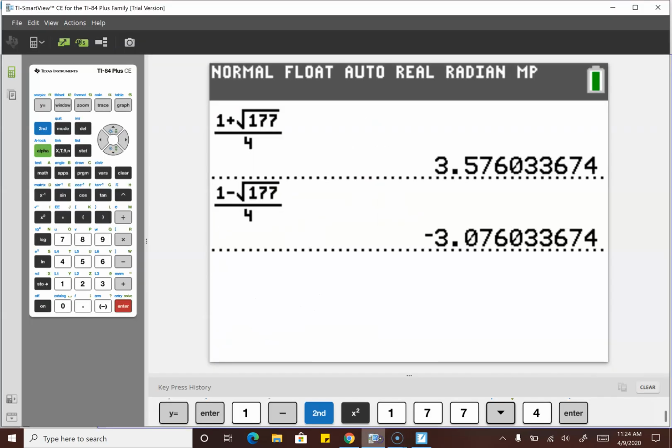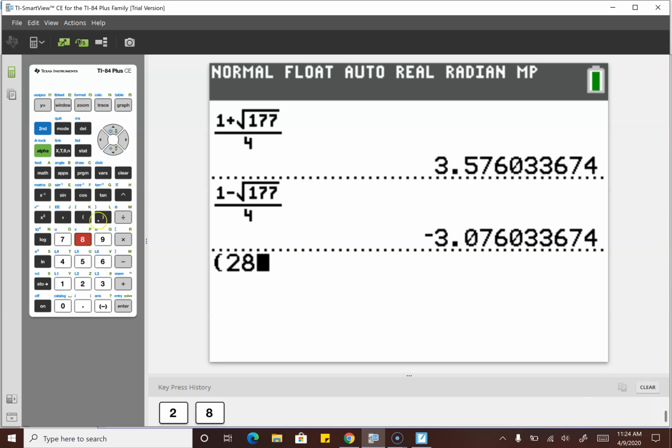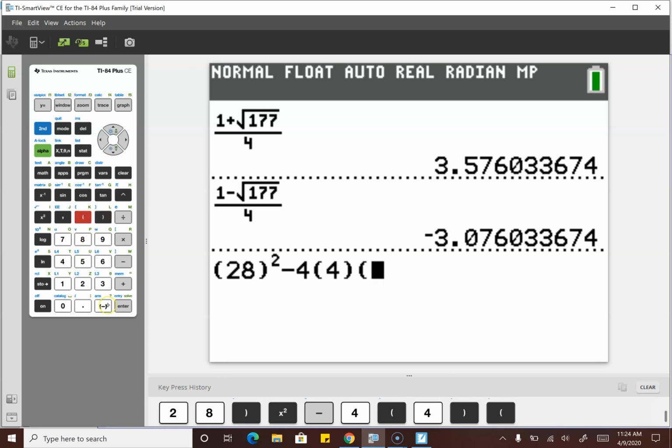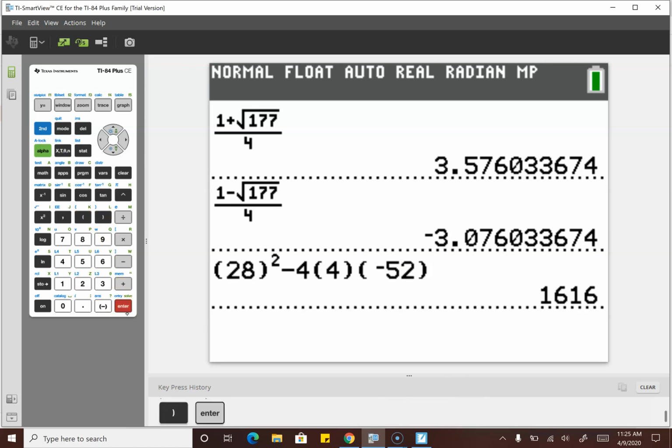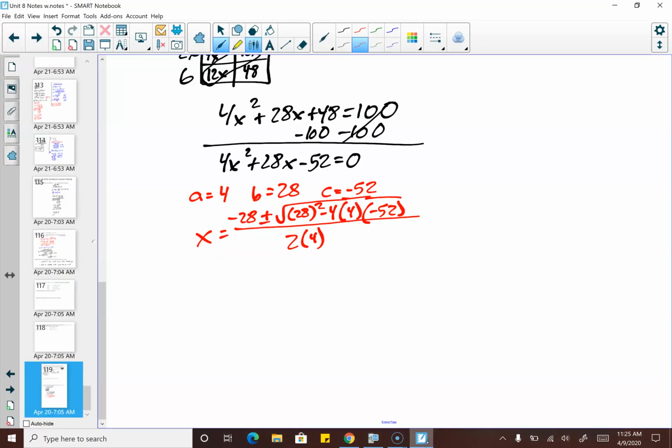So we'll go to our calculator here. We'll probably end up with a fairly large number. So 28 squared minus 4 times negative 52 gives us 1616. So x equals negative 28 plus or minus the square root of 1616 over, and 2 times 4 is 8.